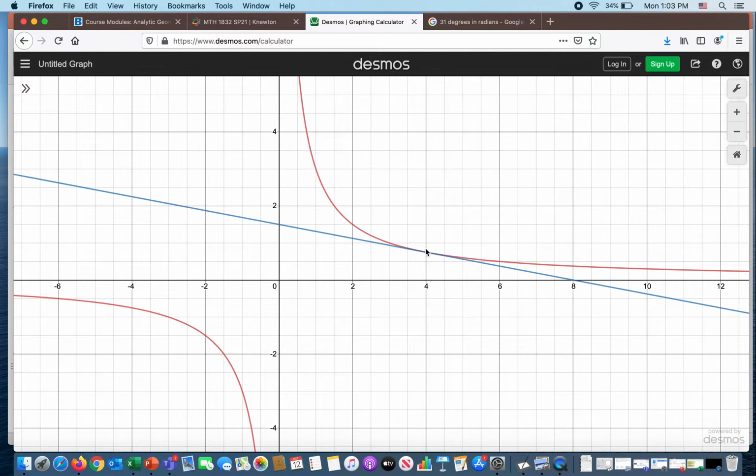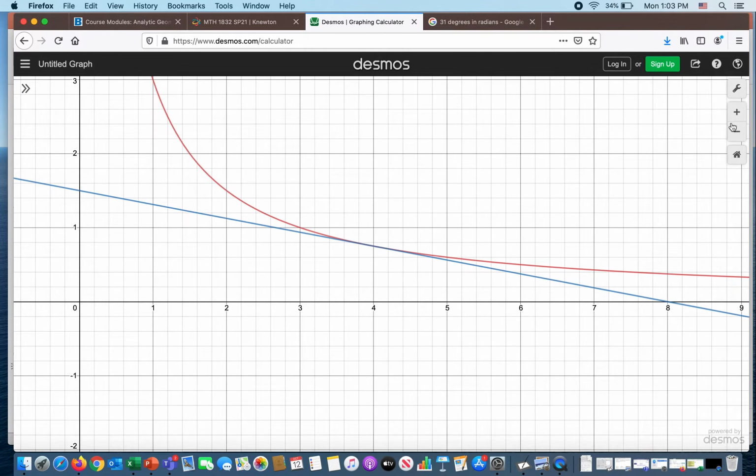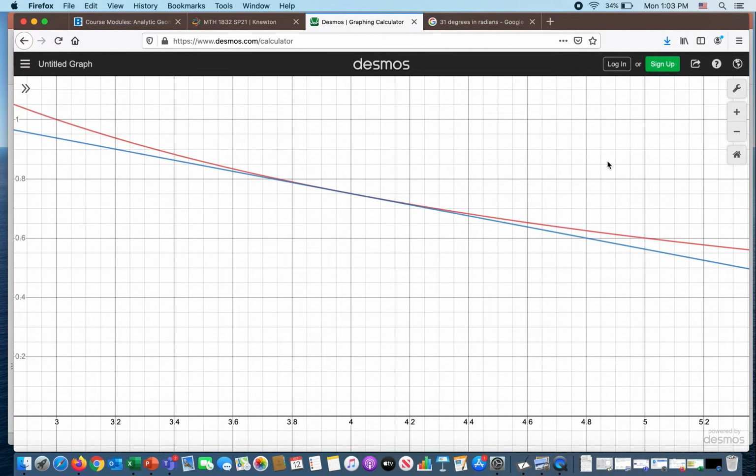And you can see it really plainly here. Here's our x value of 4. This blue line is the tangent line at x equals 4. The closer I zoom in, the more you can see that the blue line and the red curve approach one another. And the closer I zoom in, you can see, wow, there's not much difference.